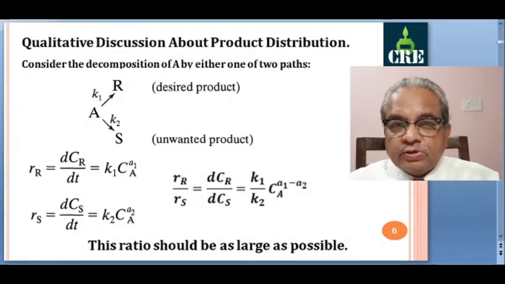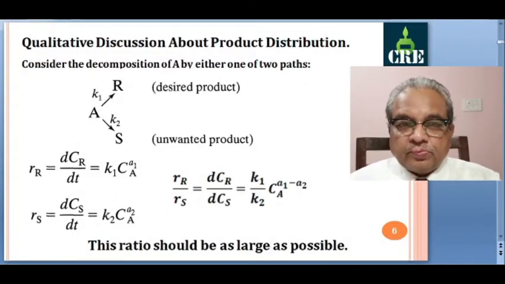Now we'll see a qualitative discussion about product distribution. Here we consider a parallel reaction, the decomposition of A giving you R, and A also giving S. So these are two competitive reactions. The rate constants are K1 and K2. Here R is the desired product, whereas S is the undesired or unwanted product.